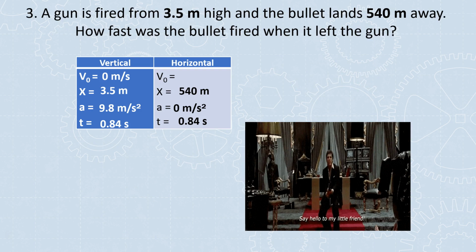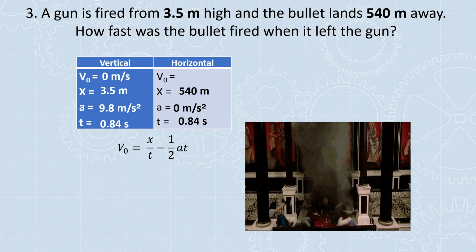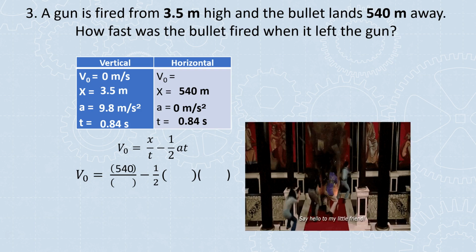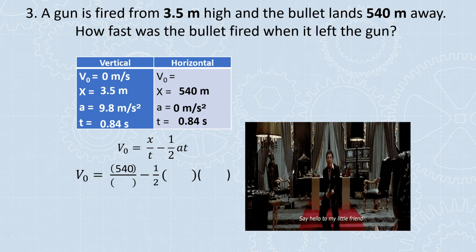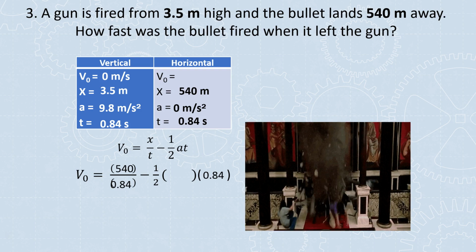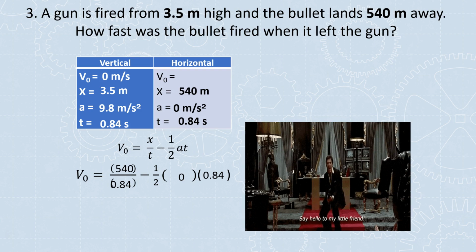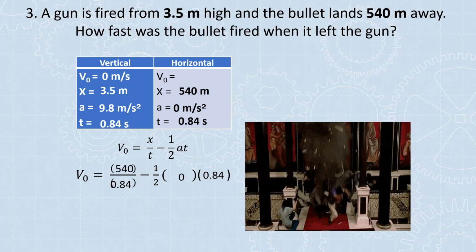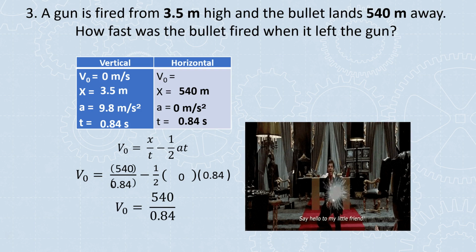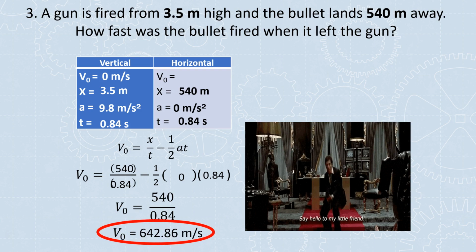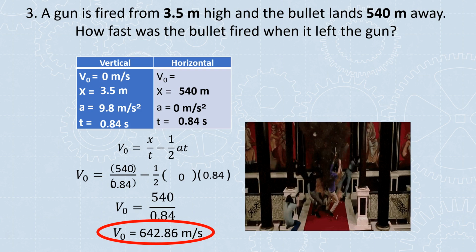So now I have enough information to find my initial velocity. I can use my basic kinematic derived formulas now. I'm going to plug in what I know. Initial velocity is what I'm solving for. So there's my horizontal distance. There's my horizontal time. And there's my horizontal acceleration. Again, always look for the zeros because 1/2 times 0 is 0. 0 times 0.84 is 0. That all goes away and you're left with 540 divided by 0.84. So the bullet left the gun at about 642.86 meters per second.